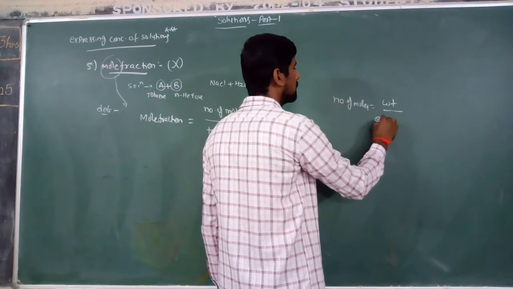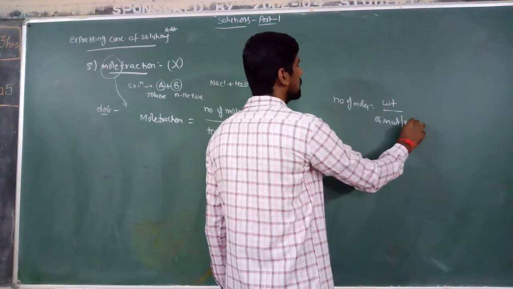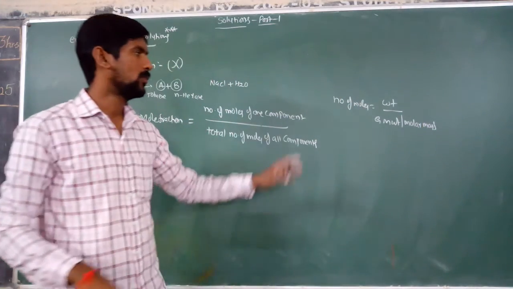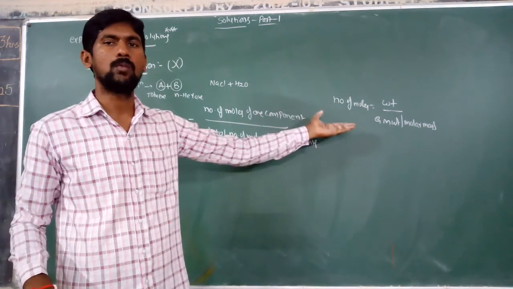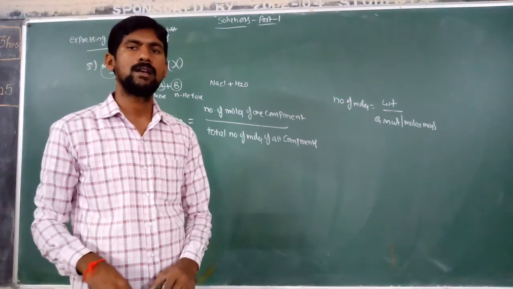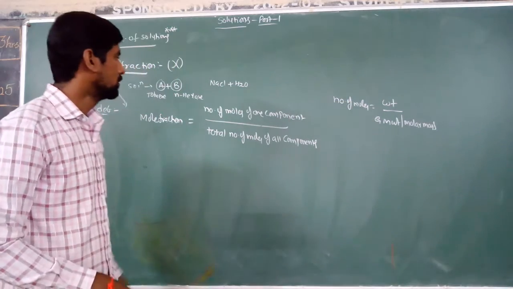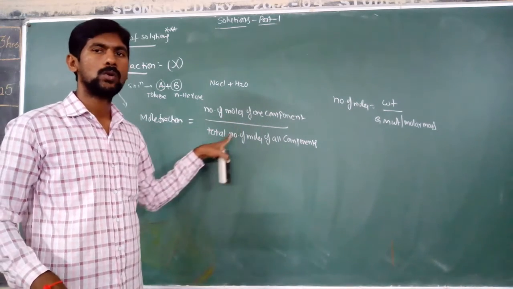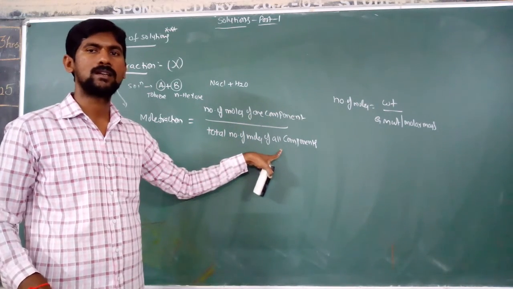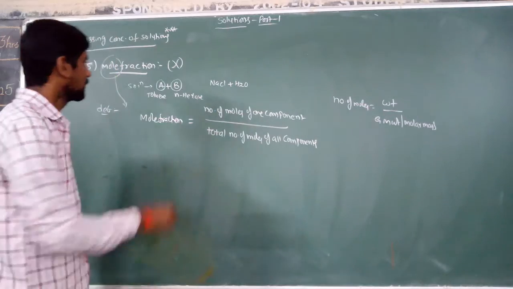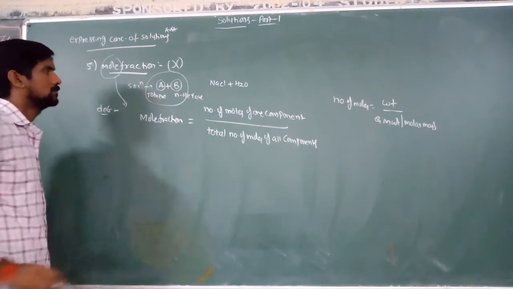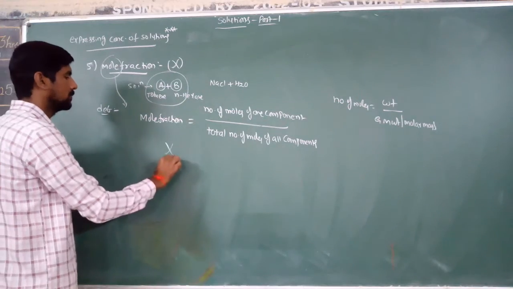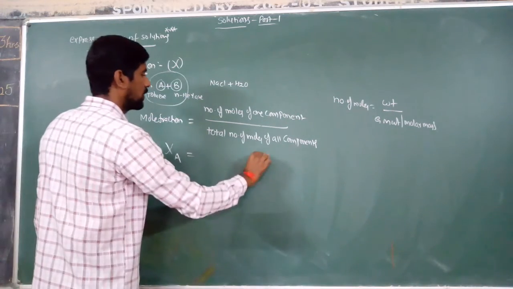Weight of substance to gram molecular weight or molar mass. So number of moles is calculated by weight by gram molecular weight. What is mole fraction? Number of moles of one component to total number of moles of all the components present in the solution. Here two components are there. A solution is prepared from two components A and B. What is the mole fraction of A? And what is the mole fraction of B?